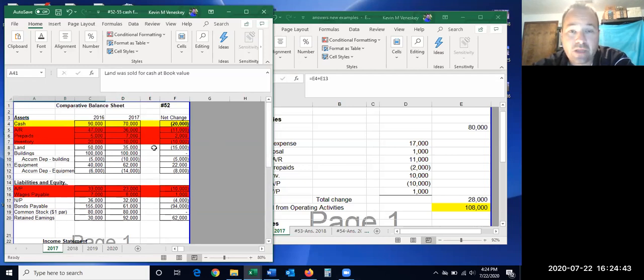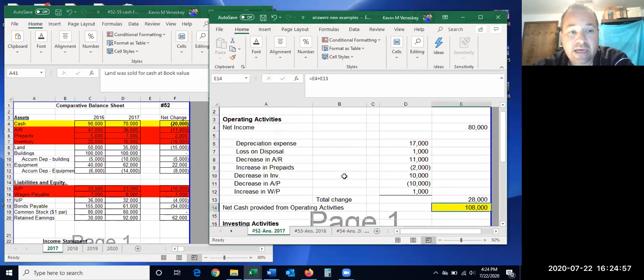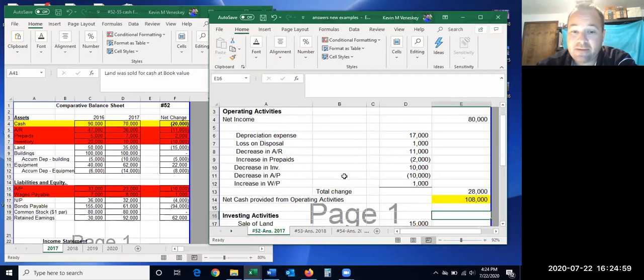Because I could have sold the land for a gain. Just because I got rid of 15,000 in land, what if I sold it for 20? We wouldn't know that just by looking at this. But it tells me I sold it for book value, so I sold it for what it's worth on my books, 15,000. If I sold the land, that means I got money.